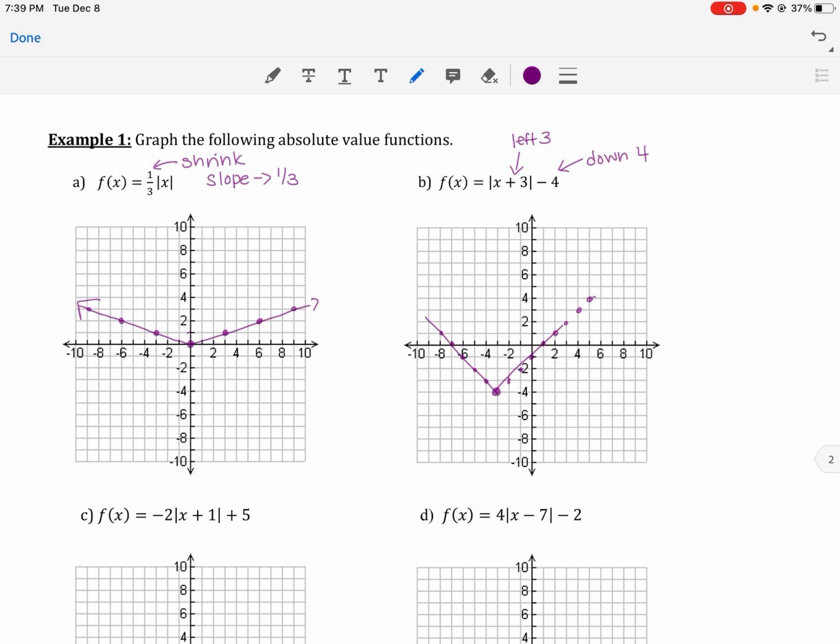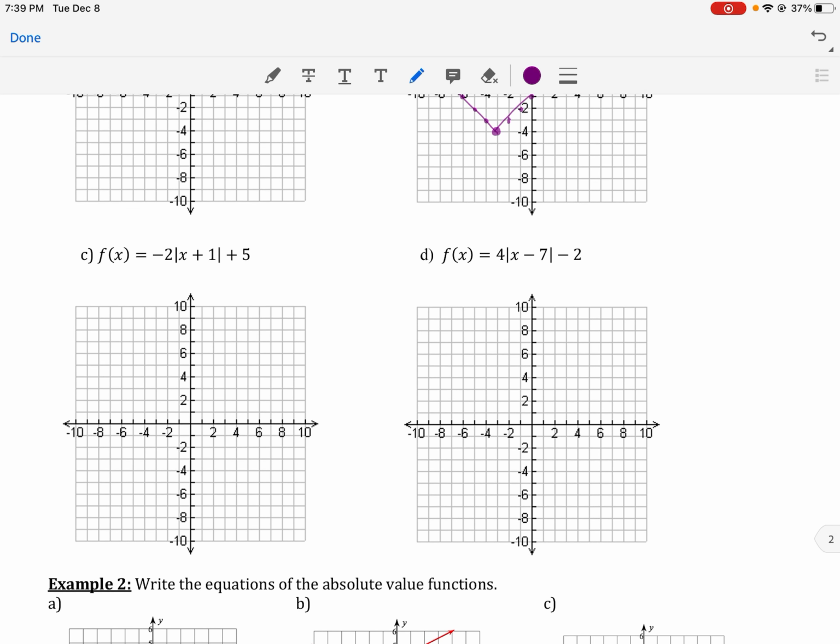Okay, here we go. We got our absolute value graph. Okay, this next one has done a couple things here. So the inside moved it to the left 1. The outside of plus 5 moved it up 5.